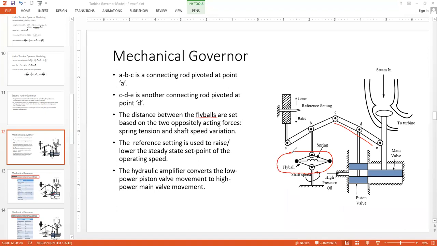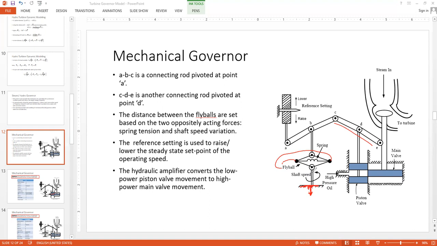How does it work? Let us see. There is a spring which is connecting the two fly balls. This is one of the fly balls, and this is another fly ball. The lower part of this vertical rod is fixed. That means it will not move up or down. It will not move in the vertical direction. However, it can rotate along its axis. However, it cannot move up and down.